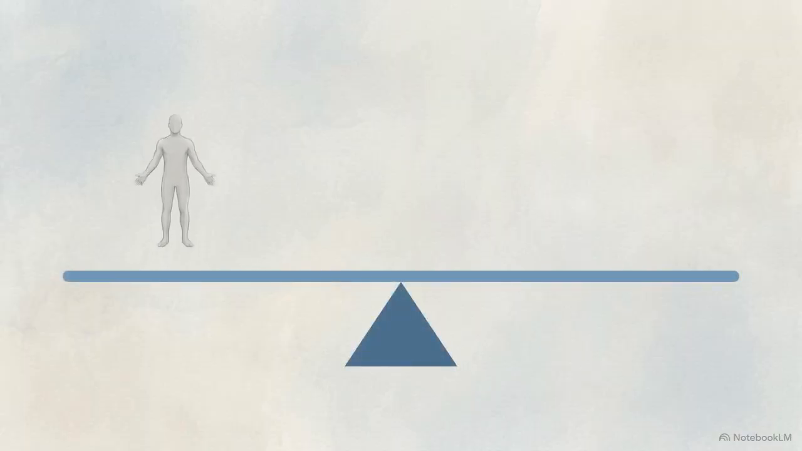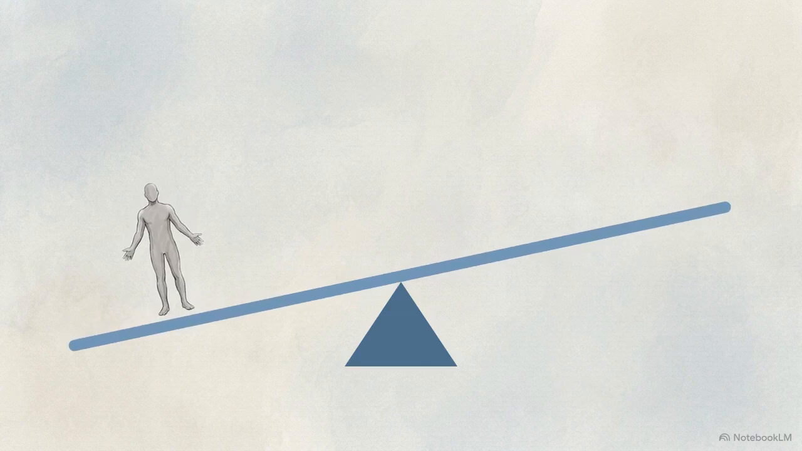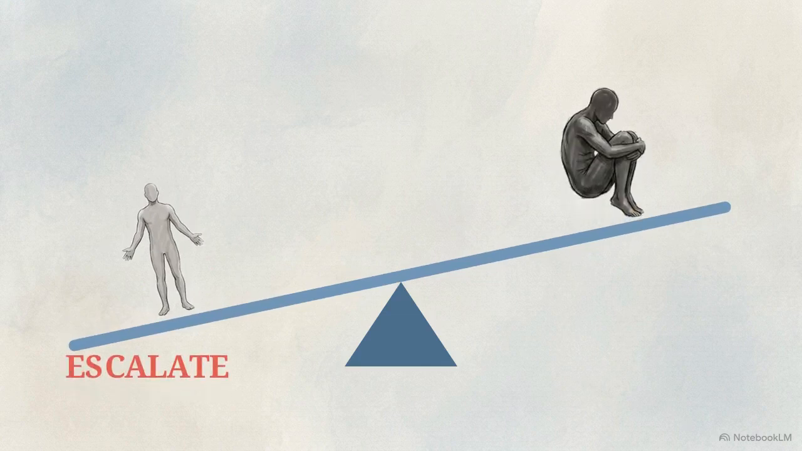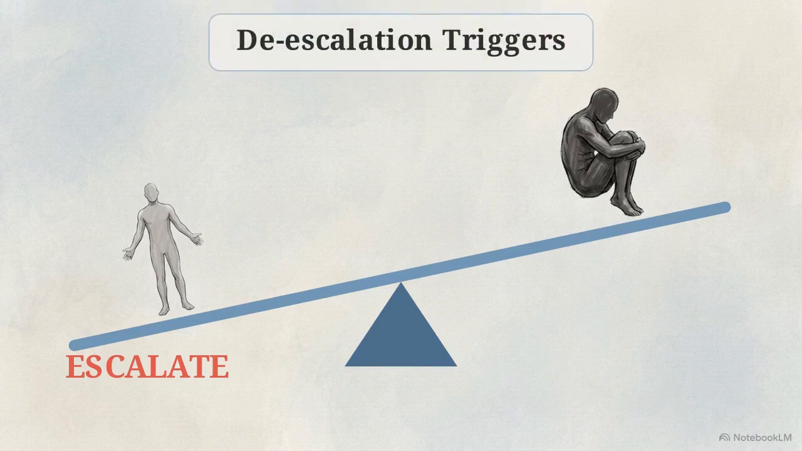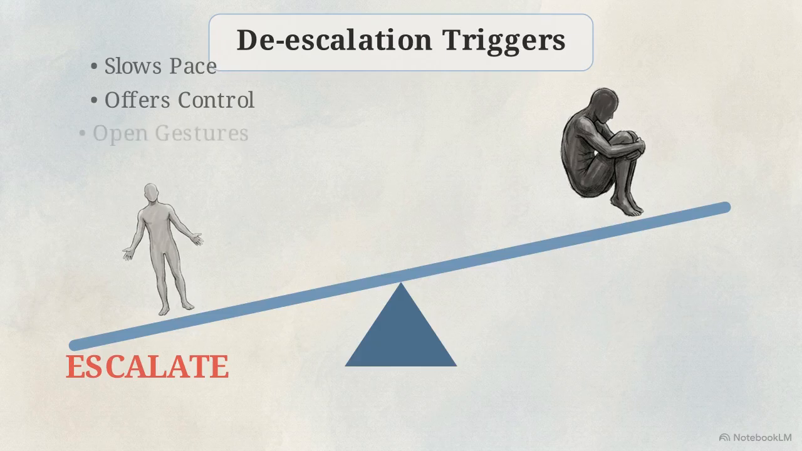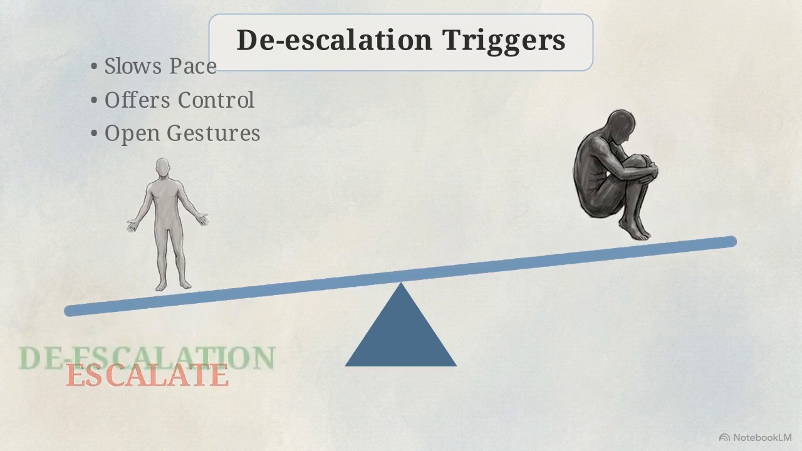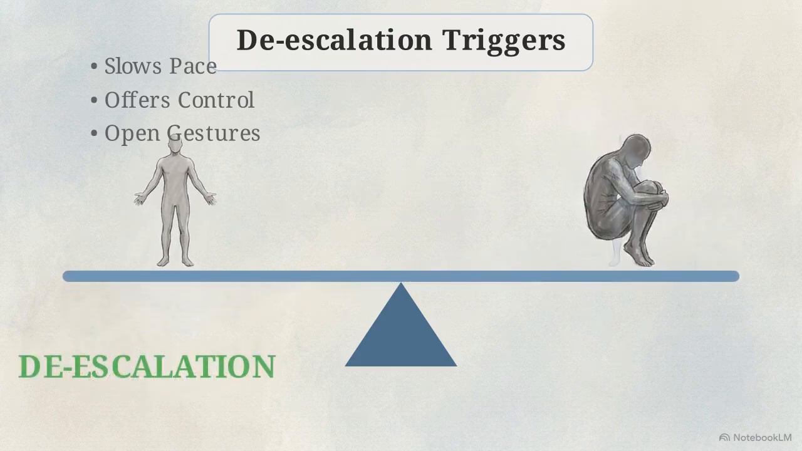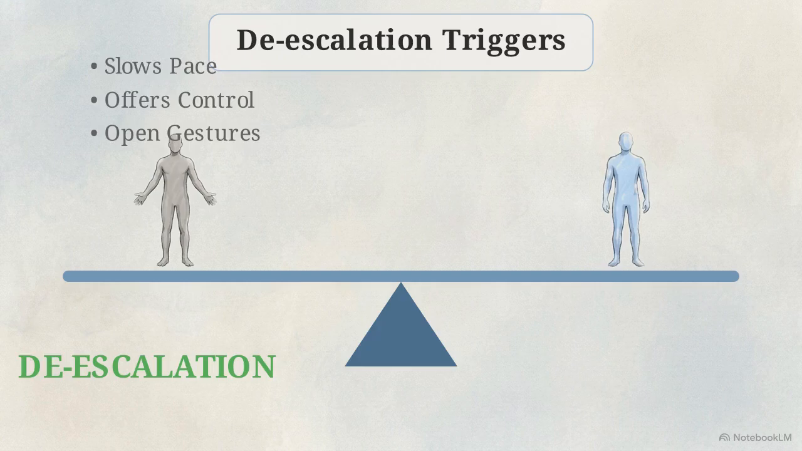Notice how the rushed student icon on the left immediately forces the seesaw to tilt toward the escalate side, causing the patient icon to tense up and withdraw. Look for de-escalation triggers. When the student slows down and offers control, your character must respond positively. As the student adopts open gestures, the seesaw levels out. The tension breaks, and the patient icon relaxes.